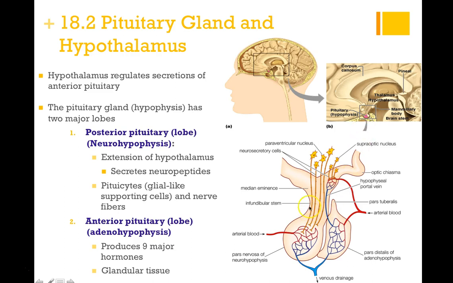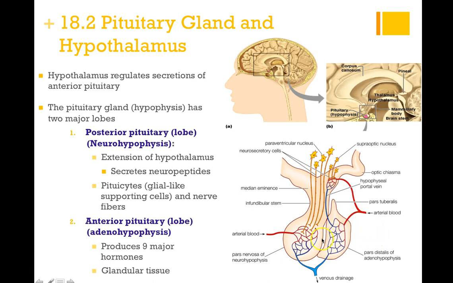Now our pituitary gland, this is a more zoomed in picture here, you will find that it has two major lobes. We have a posterior lobe, and this is known as the neurohypophysis, mainly because we have more neural fibers moving through here, and it secretes neuropeptides. We also have some cells in this posterior pituitary called pituicytes. These are glial-like supporting cells, and we also, as I mentioned, have nerve fibers in here.